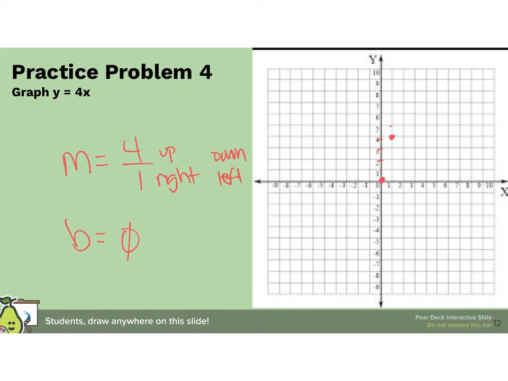Do it again. 1, 2, 3, 4. To the right 1. You could have gone down 1, 2, 3, 4, and to the left. It's the same line. Connect your points. Your line will be much better than mine. Add your arrows. That is it. Practice problem 5.